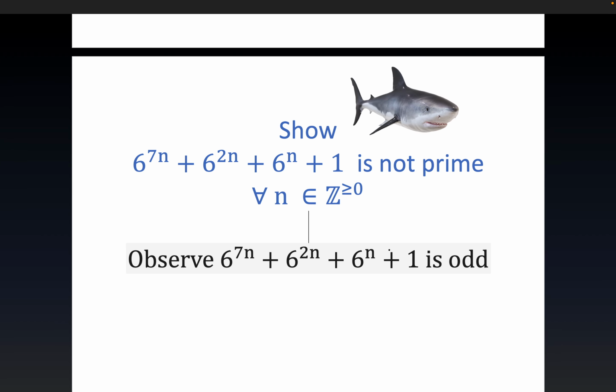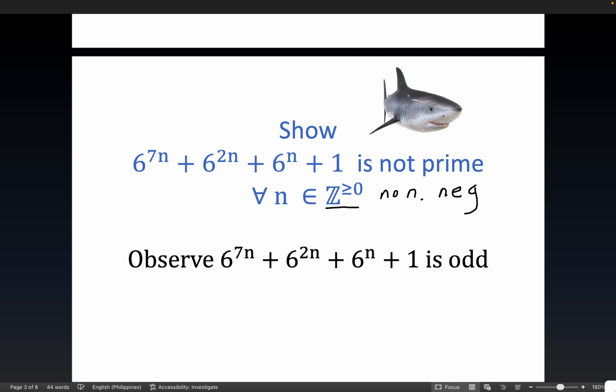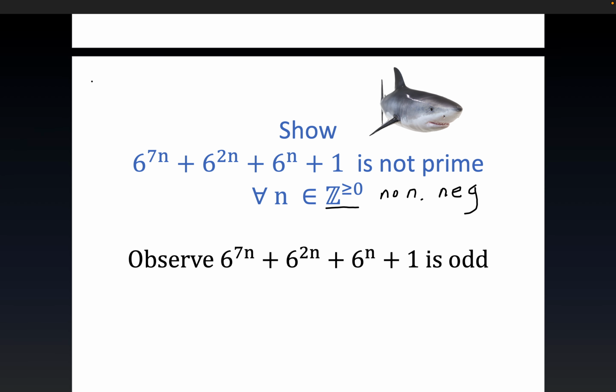We have an expression that we're trying to show is not prime, for all non-negative integers. That's what the superscript greater than or equal to 0 means: non-negative. So I'll just write non-neg, abbreviated, non-negative integers. Now the first non-negative integer is 0, right? And so let's just take a look at what we have going on right here.